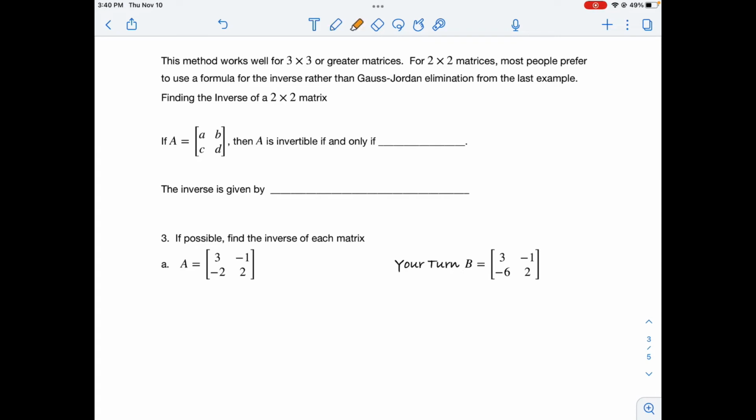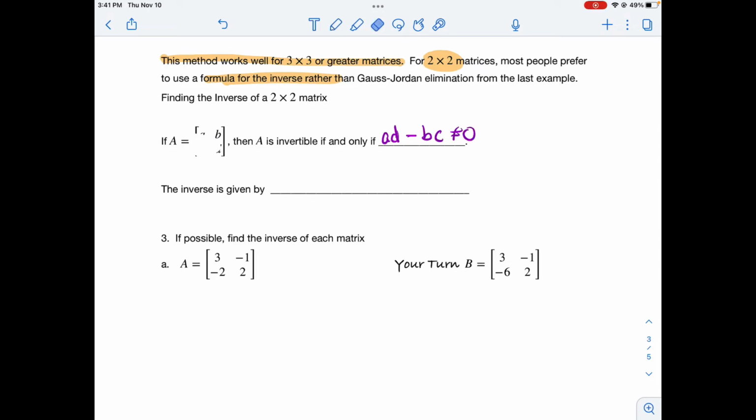This method works very well when you have a 3 by 3 or greater matrix. But for a 2 by 2, we have a shortcut that saves us a little bit of time, since we don't have to do Gauss-Jordan elimination. But this only works on 2 by 2 matrices. If you have a 2 by 2 matrix, I'm going to label the entries A, B, C, and D respectively. To find if it is invertible, you multiply the diagonal going down minus the product of the diagonal going up.